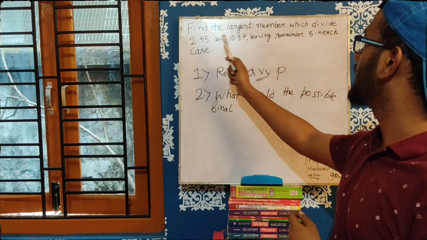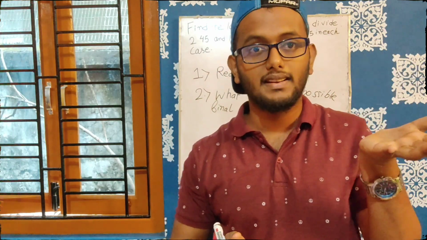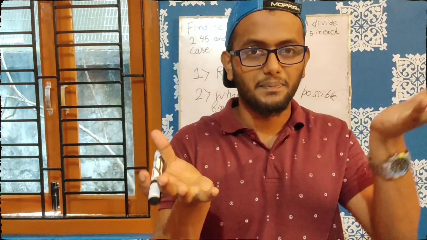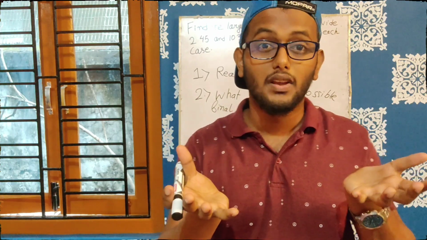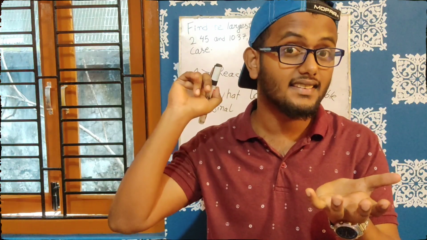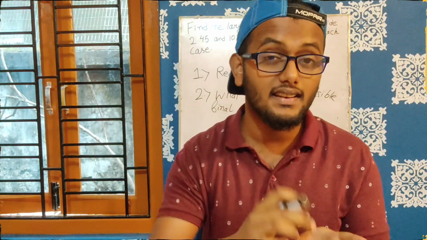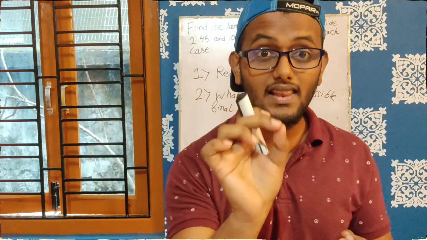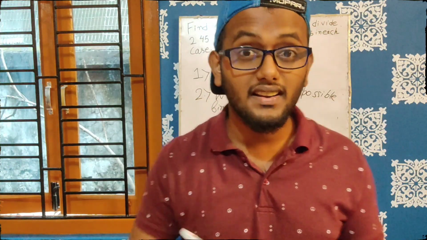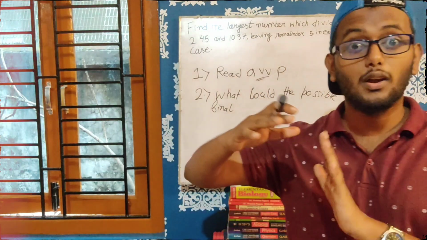Let's say the question is: find the largest number which divides 245 and 1037, leaving the same remainder in this case. I have 245 at this end and 1037 at this end. They have said to find the largest number which divides. By reading the question, I can understand that they are asking me to find a number, and that final number will be smaller than the given numbers. That's why I said read the question very properly, again and again.